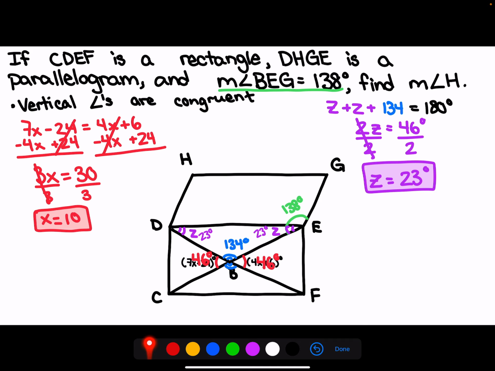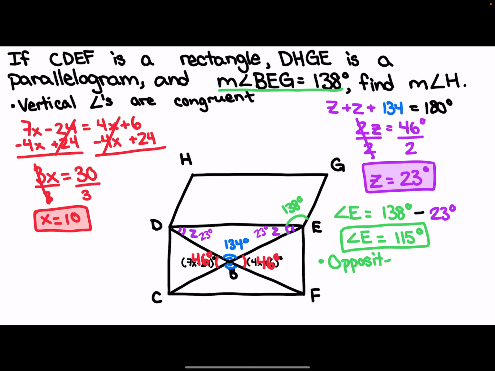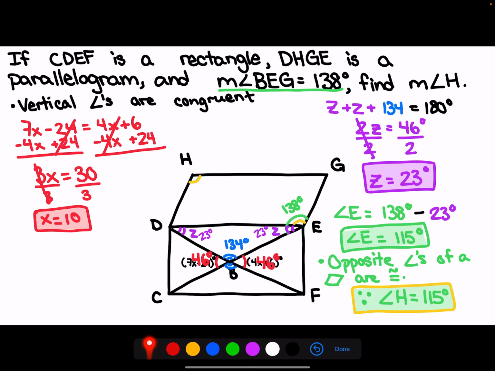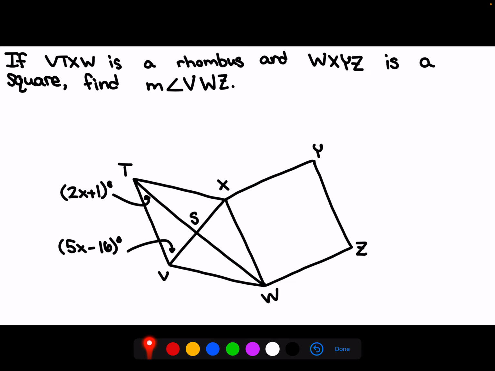From here, I'm going to find angle E, because I know opposite angles are congruent. So if I find angle E, then I have angle H. So for angle E, I can do 138 degrees minus 23 degrees, which will give me 115 degrees total. So angle E is equal to 115 degrees, and since opposite angles are congruent, angle H is equal to 115 degrees.